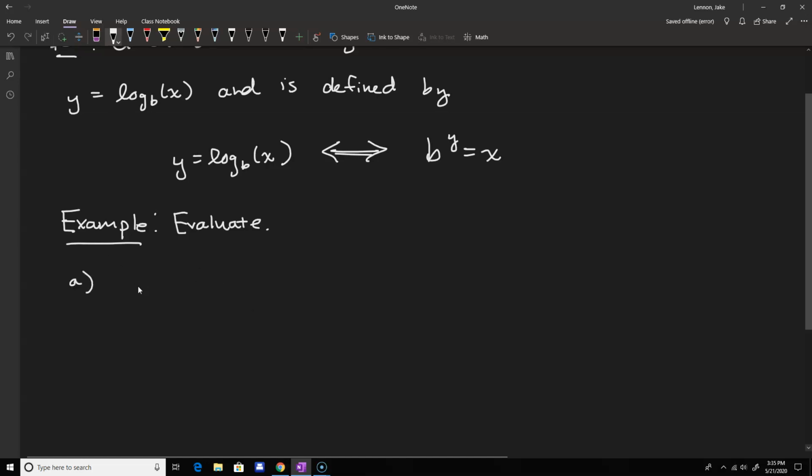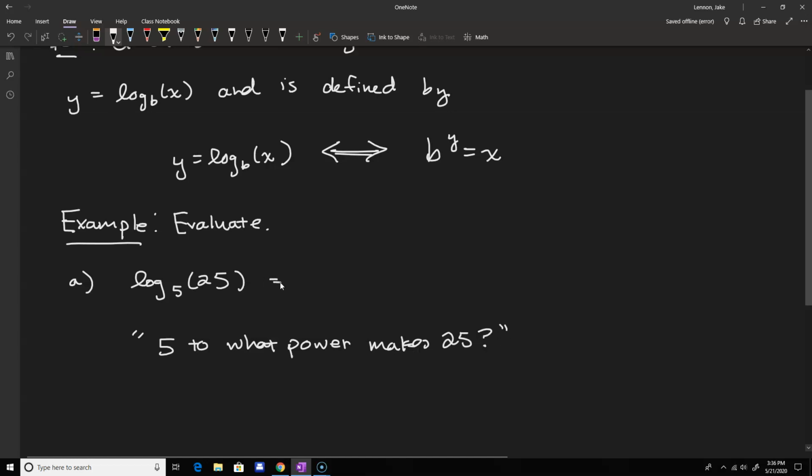So for A, let's try to evaluate the log base 5 of 25. So how would we think about this? Well, basically that's all you have to do is answer the question, 5 to what power makes 25? And if you can do that, then that's the answer to this, or that's the numerical value of this logarithm. So the answer here is just 2.